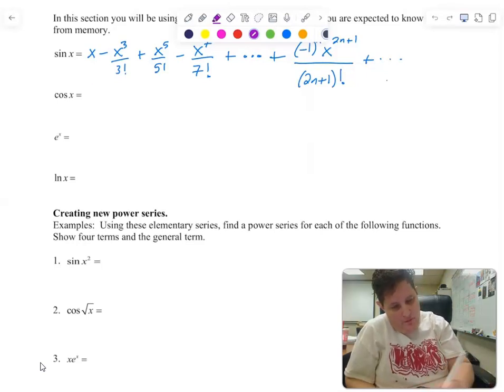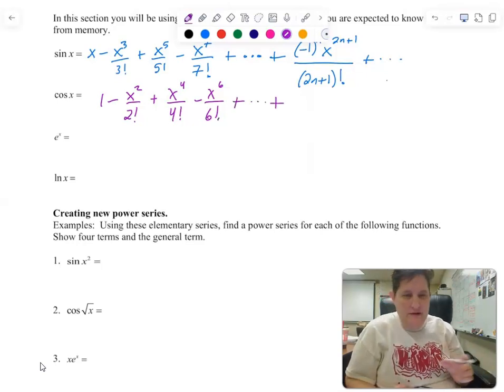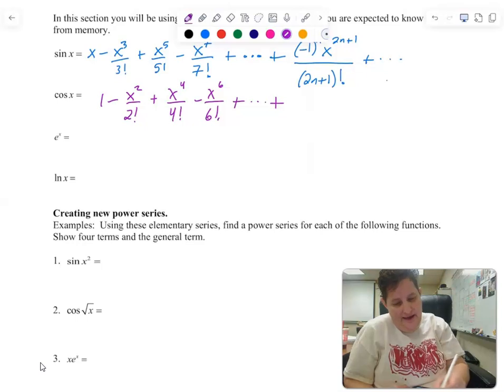1 minus x squared over 2 factorial plus x to the 4th over 4 factorial minus x to the 6th over 6 factorial. So it's really easy to remember sine and cosine. You just remember sine is odds, cosine is evens, and they both alternate. And this is even because right here is x to the 0, so it goes 0, 2, 4, 6. So it does start with that constant. You want to remember that.